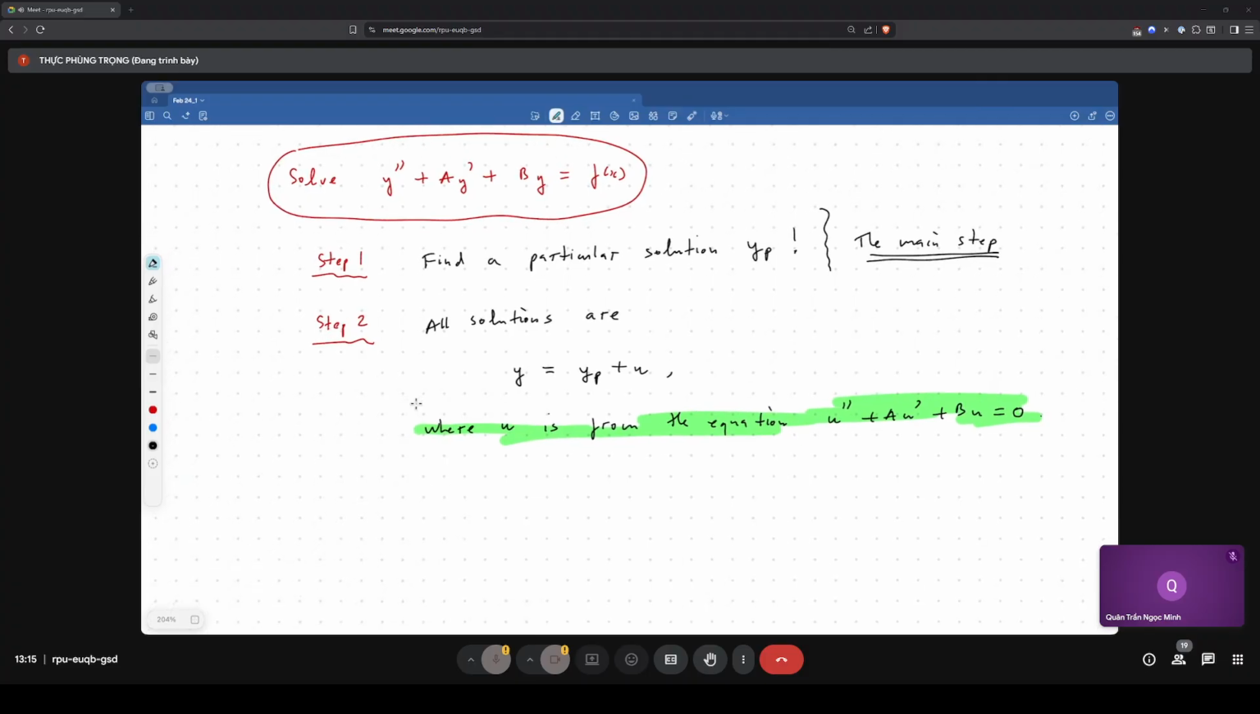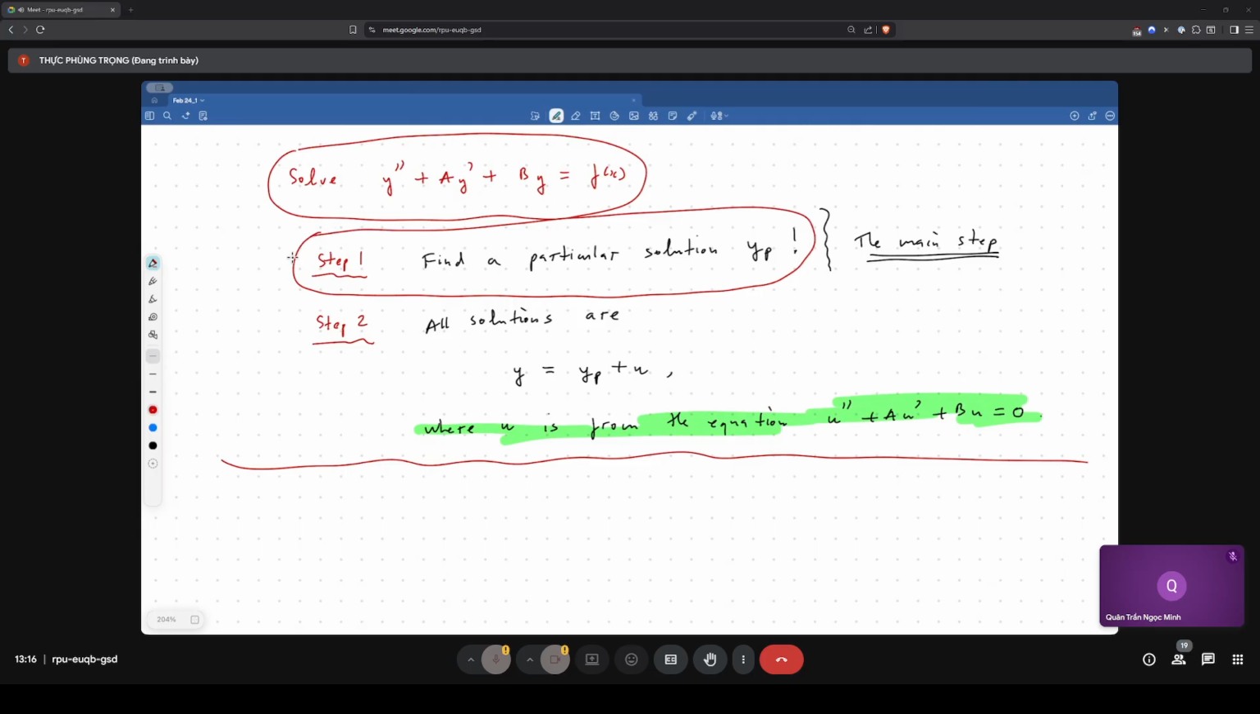So now the main question is how to do step 1, because this is the main step. How to do step 1.